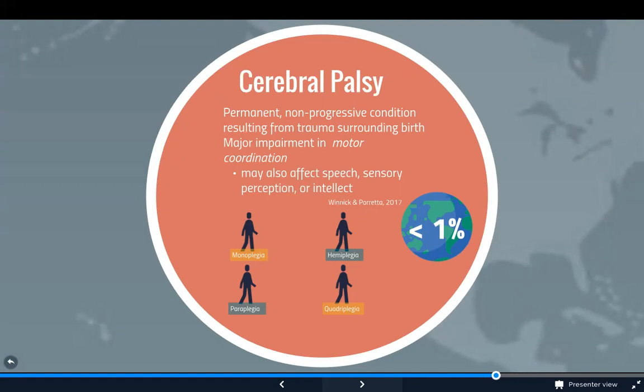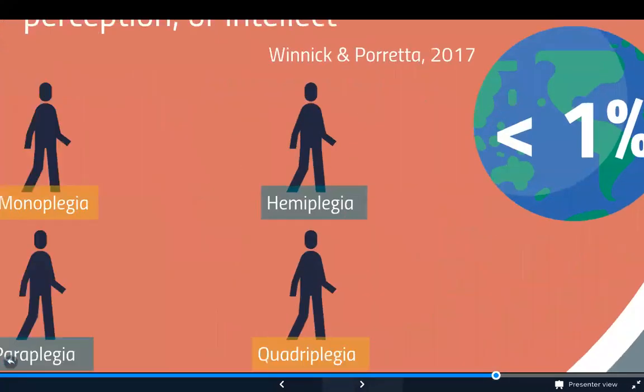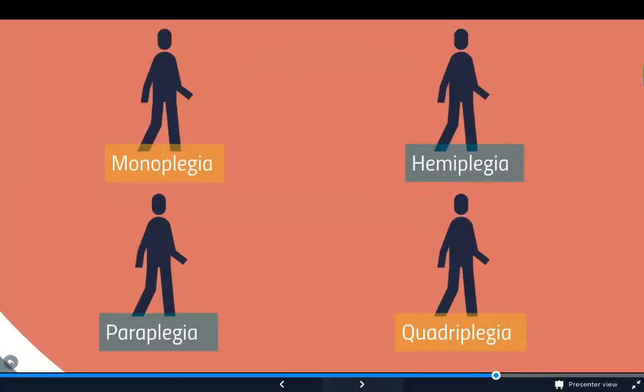Cerebral palsy is also fairly common, but still less than 1% of U.S. children are diagnosed with cerebral palsy. It can be classified several different ways. These are the most common.